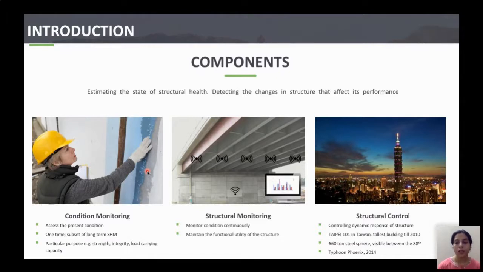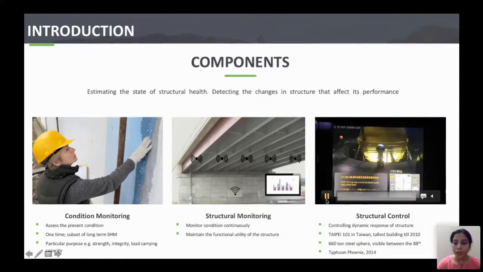And the third is structural control. Here we monitor the dynamic response of the structure using different devices like friction dampers, viscous dampers, tuned mass dampers, base isolators, and so on. So the idea is, here I have taken the example of the tuned mass damper, which is installed in the Taipei 101 skyscraper in Taiwan, which was the tallest building till 2010. So just to give you a sense how big these structure control mechanisms can be.